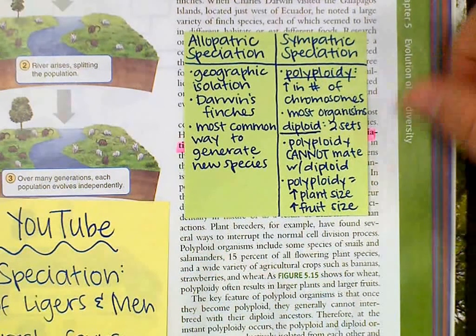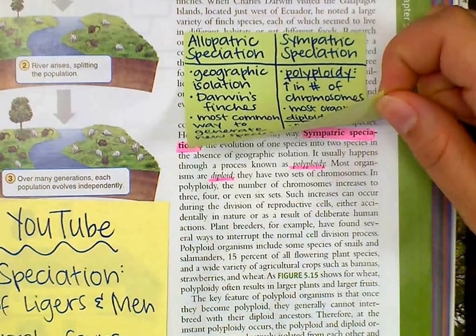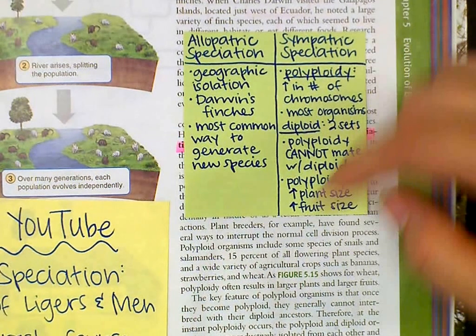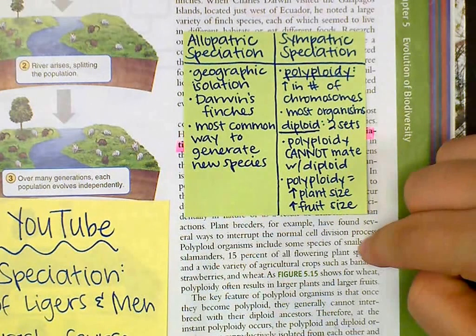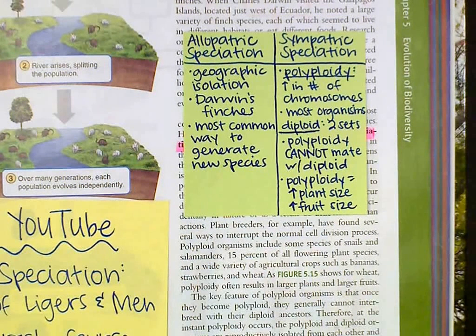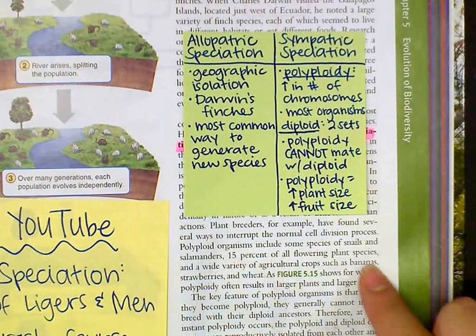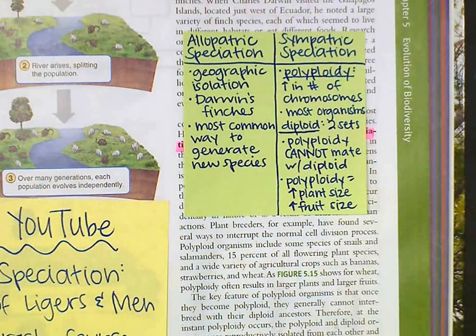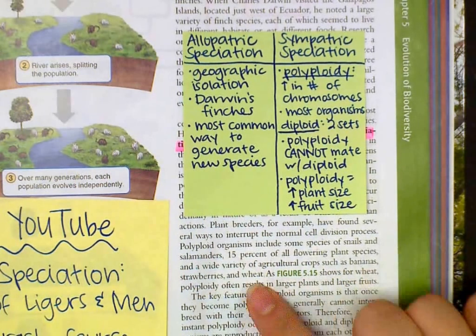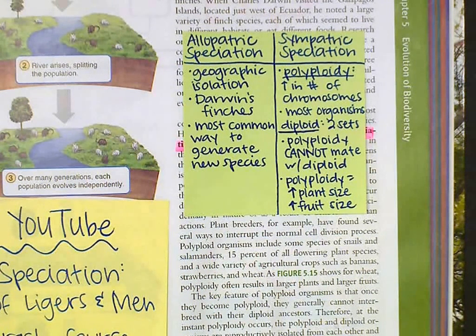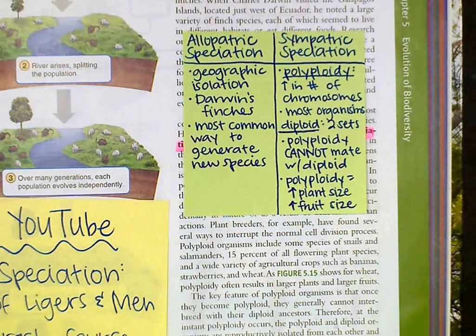Some examples here are, plant breeders do it a lot. There's also some species of snails and salamanders, it says. 15% of all flowering plant species. And agricultural crops like bananas, strawberries, and wheat. Okay, so let's look at a picture of that real quick.